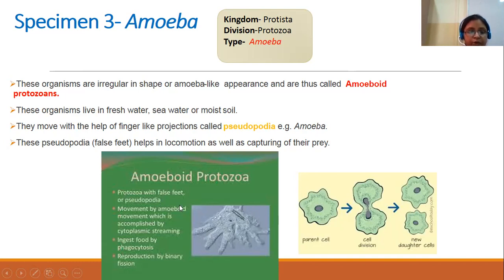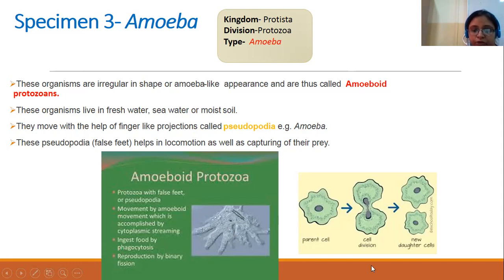Fine. They simply move from one place to another with the help of certain finger-like projections. Here you can see the finger-like projections. These finger-like projections are called pseudopodia. Pseudopodia means false feet. So these pseudopodia are found in these amoeba. In whichever direction it wants to move, it simply takes out the pseudopodia in that direction and moves in that direction. So in this way, it helps in the locomotion of this amoeba from one place to another, and it also helps in the capturing of their prey. Fine. So in this way it happens.